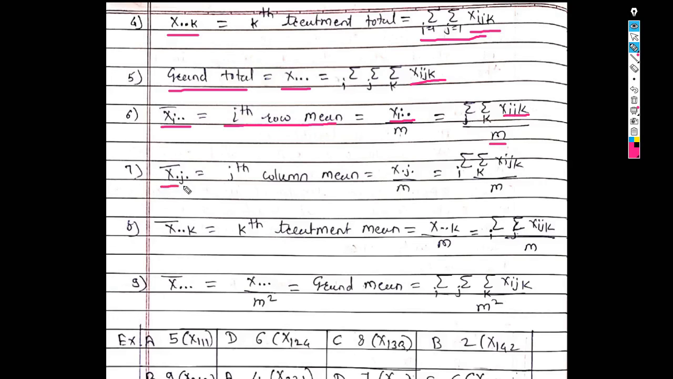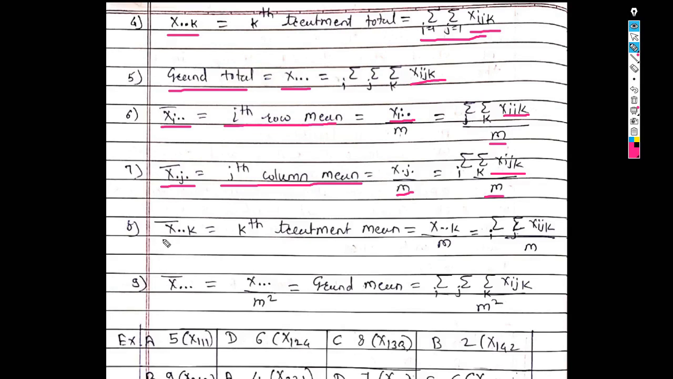which can be defined as summation over j, summation over k, x_ijk upon m. Similarly, x̄_.j. is the jth column mean, which is x_.j. upon m, that is the jth column total upon the number of observations in that jth column, that is m. It can be defined as summation over i, summation over k, x_ijk upon m, that is the number of observations.